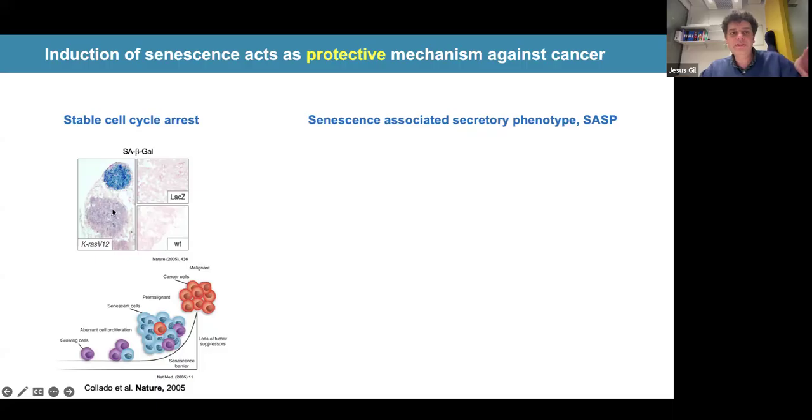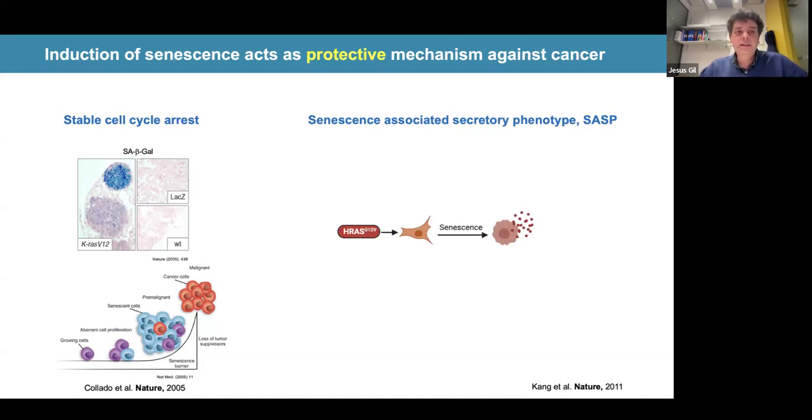On top of this stable cell cycle arrest, the SASP, through its immunomodulatory functions, is also relevant for these protective effects against cancer. And for example, oncogenic activation, as we saw, results in senescence and produces a SASP, not only this intrinsic growth arrest, but also the SASP. And the SASP is able to attract immune cells that will, in an extrinsic way, eliminate these senescent cells and avoid that they can potentially mutate and give rise to tumors.